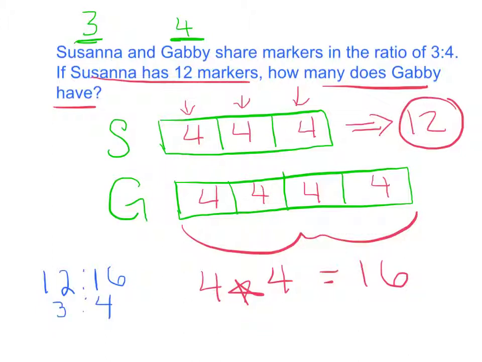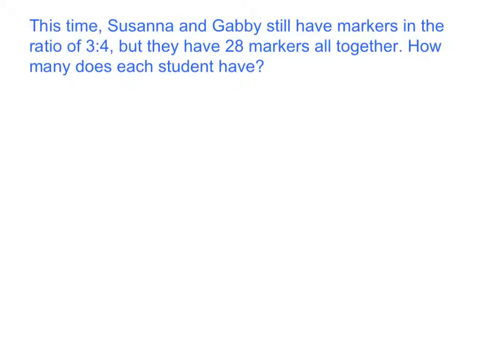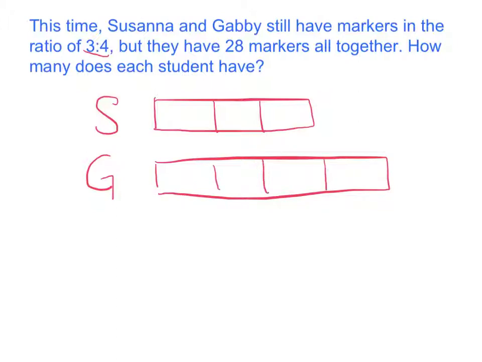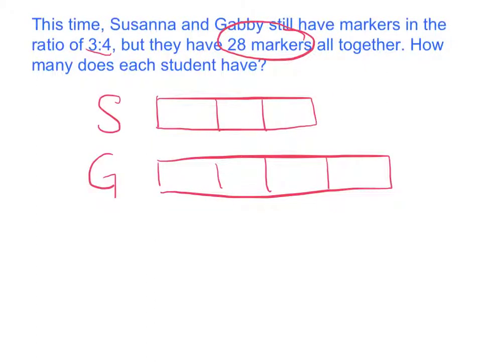So we're all set. Okay, what we have this time is that Susanna and Gabby still have their markers in the ratio of 3 to 4. So I'm going to do the same. I love boxes. It keeps me so organized. You can see it right away. I love it. So 3 boxes for Susanna and 4 boxes for Gabby. Again, as best as I can, I draw them the same size. This time, they have 28 markers all together. So last time it was just Susanna's that got labeled, the number of boxes. But now this time, it's both girls that have 28 markers all together.